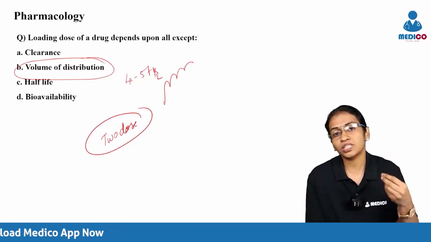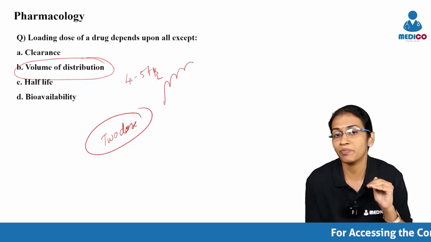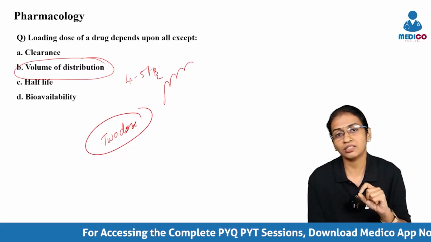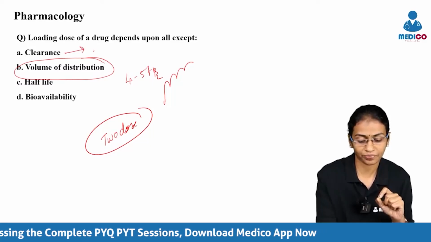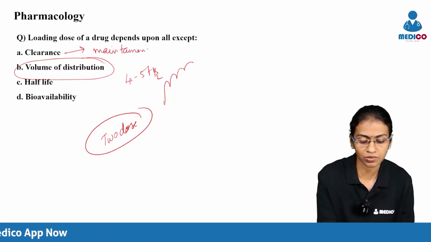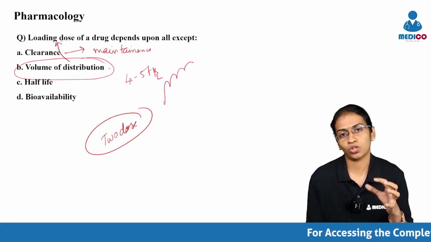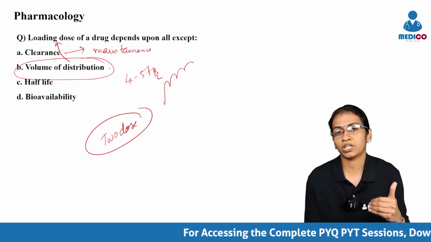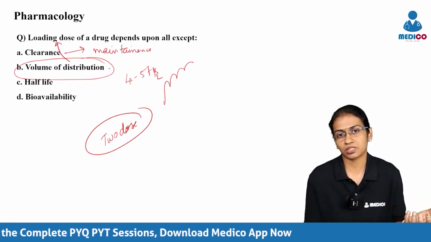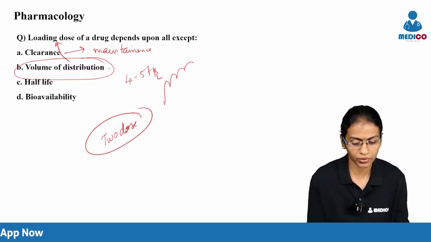Whereas the dose that we are giving to maintain the plasma concentration is what is known as a maintenance dose. The main factor which determines the maintenance dose is your clearance. Clearance is the main factor which determines your maintenance dose, whereas the loading dose is mainly dependent upon your volume of distribution. Also bioavailability. Bioavailability is the fraction of drug that is available in the systemic circulation, and half-life also determines your loading dose.